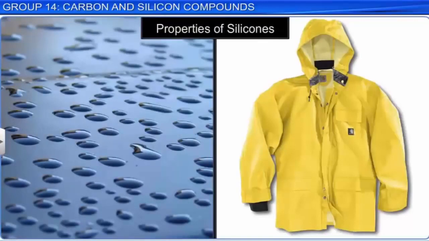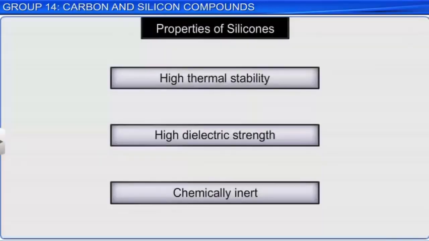Silicones generally have high thermal stabilities, meaning that they are stable in high temperatures. They have high dielectric strength, which means that they can withstand high electric fields without breaking down. They are essentially inert chemically. They are resistant to oxidation and to most chemicals. These properties of silicones make them very useful.